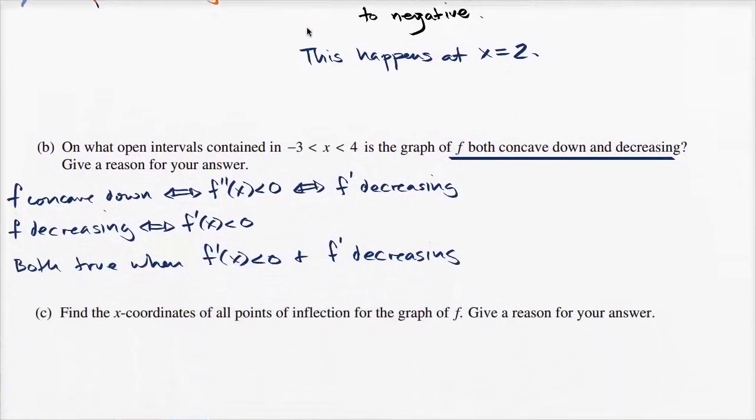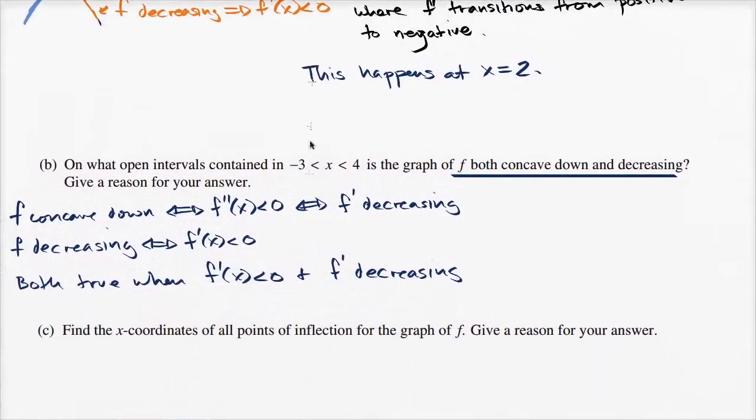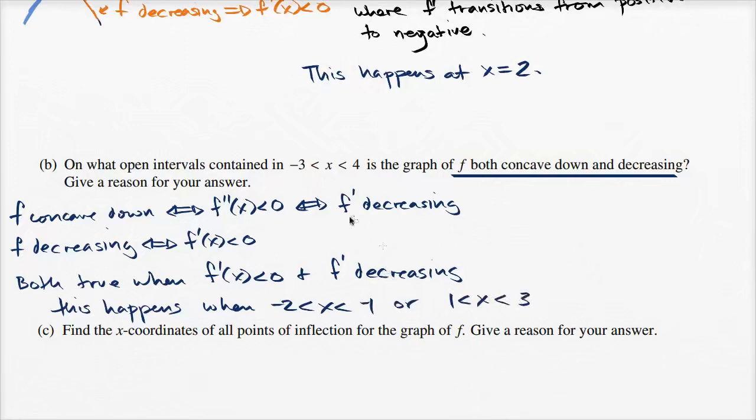So our open intervals: we have both true when these two things are true. And so this happens when -2 < x < -1, or 1 < x < 3. So those are our two open intervals, this one and that one.